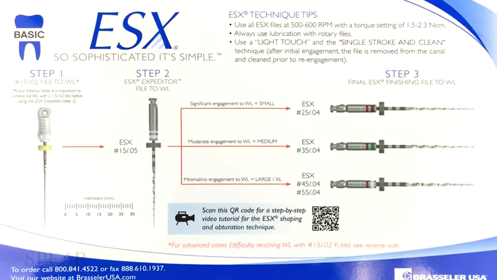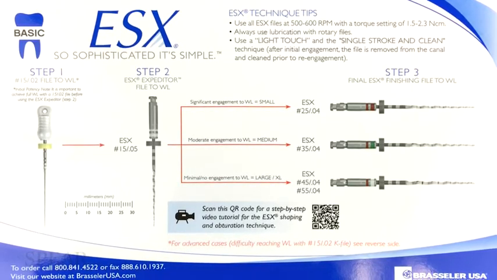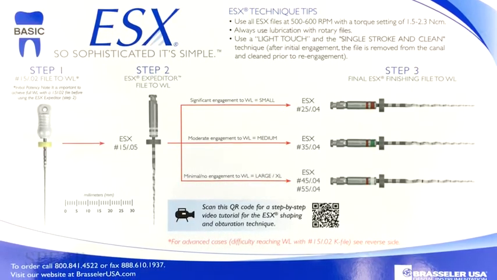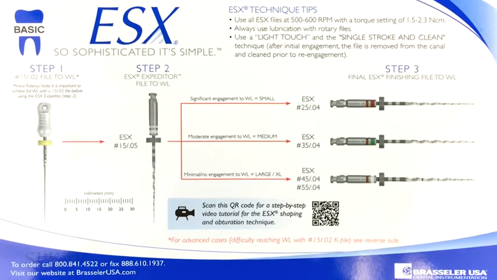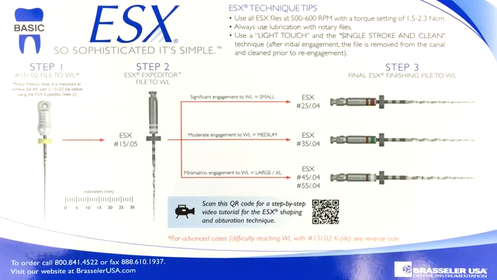And the ESX basic protocol is a simple protocol where you go from the hand file 1505 to the expediter based on the engagement. You have 3 finishing files that you can finish with, 25, 35, or 45. But it doesn't mean that you're locked.